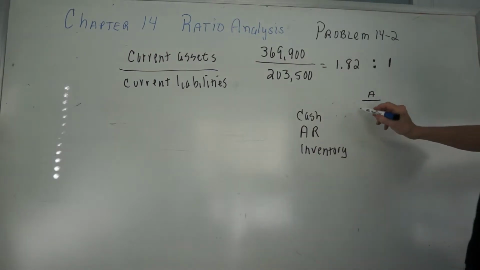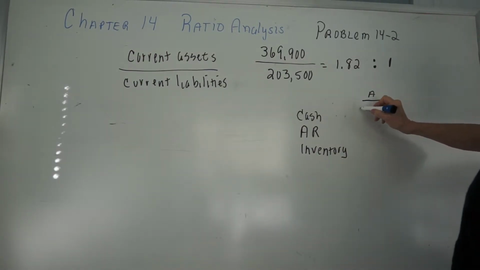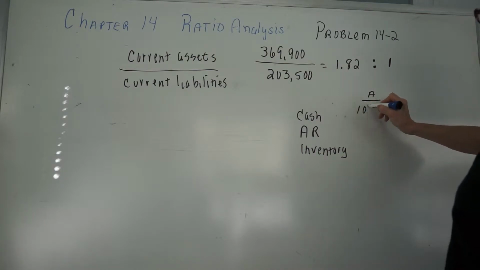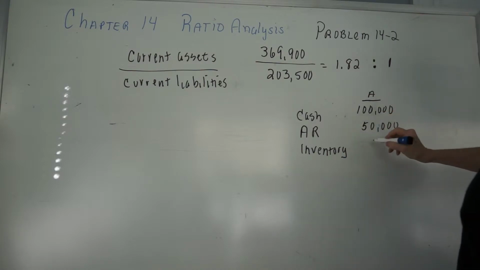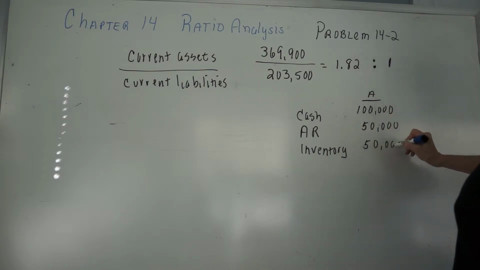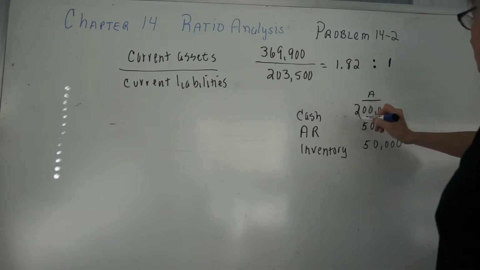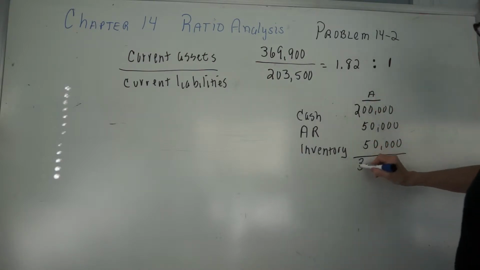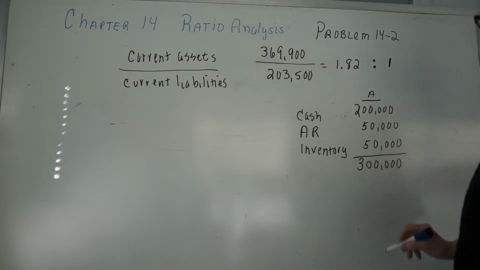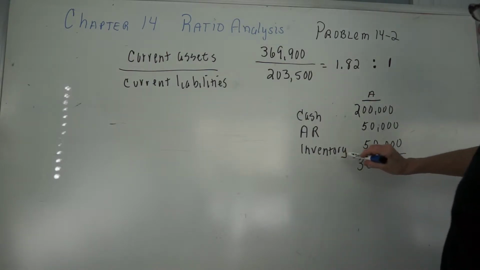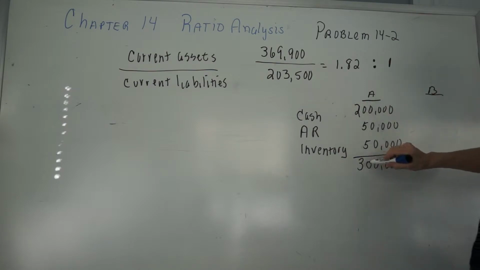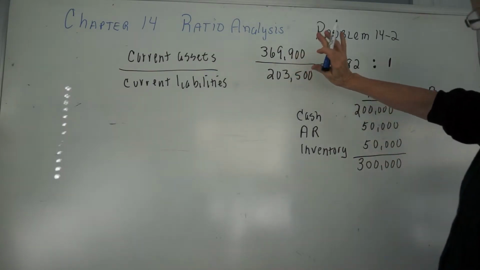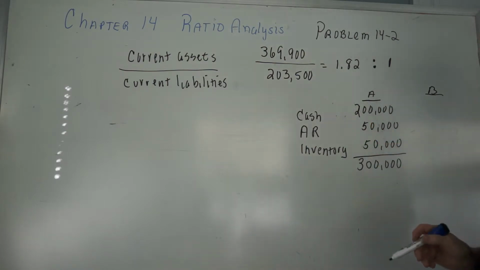But say you could have cash of 100,000, accounts receivable of 50,000, and inventory of 50,000. Let's make this 200,000. Okay, so then you come up with 300,000. So that would be your current assets. But company B could have the same current ratio. I'm just leaving off the 69.9 here. I'm just rounding to 300 because of my math skills.